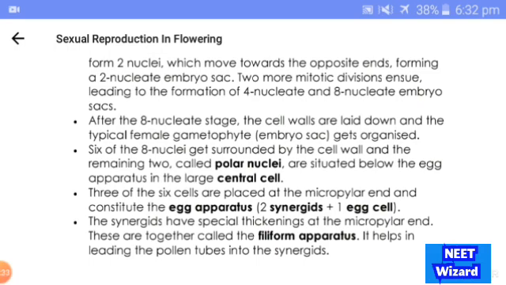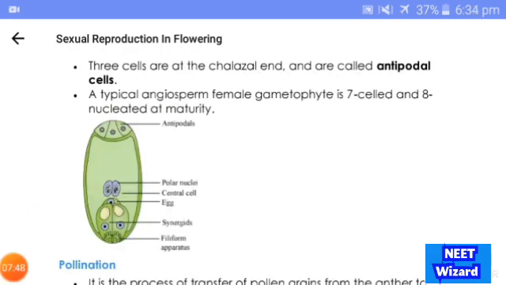The synergids have special thickenings at the micropylar end. These are together called the filiform apparatus. It helps in leading the pollen tubes into the synergid. 3 cells are at the chalazal end and are called antipodal cells. A typical angiosperm female gametophyte is 7-celled and 8-nucleate at maturity.